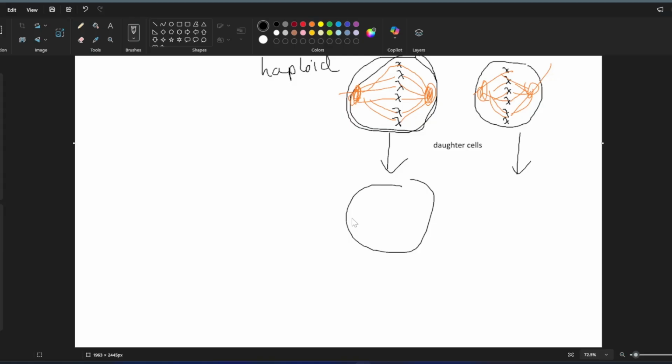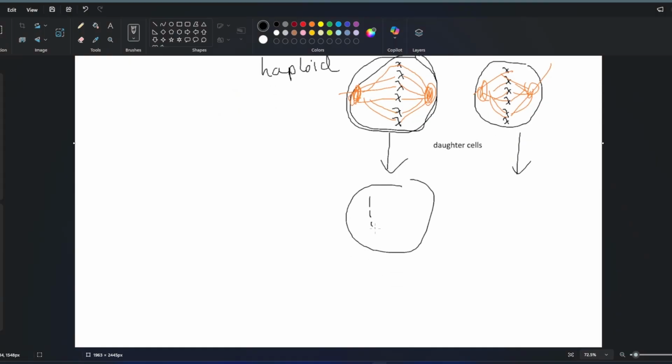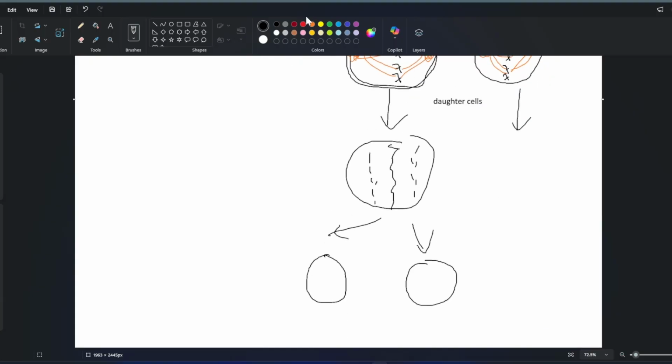So meiosis 2 looks like mitosis, because look, now we have the single file line just like in mitosis. And now the same thing is going to happen just like in mitosis. Let's split the cell, split it up, and then you have more of these guys.